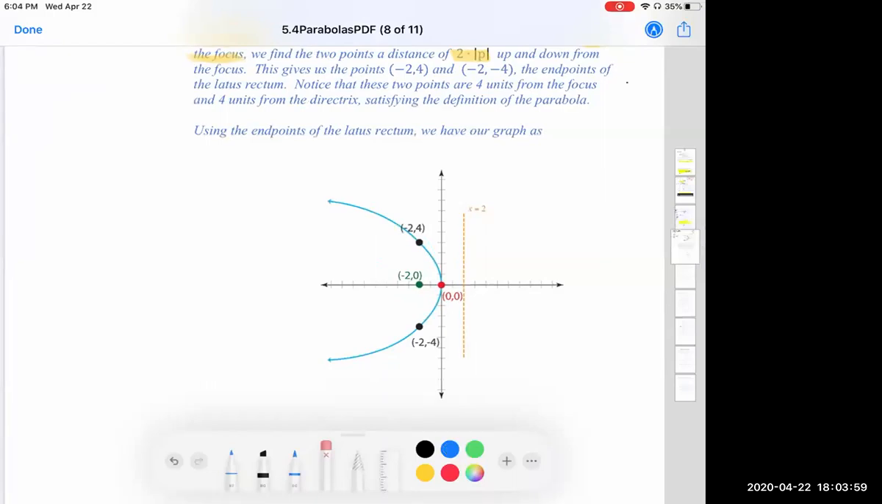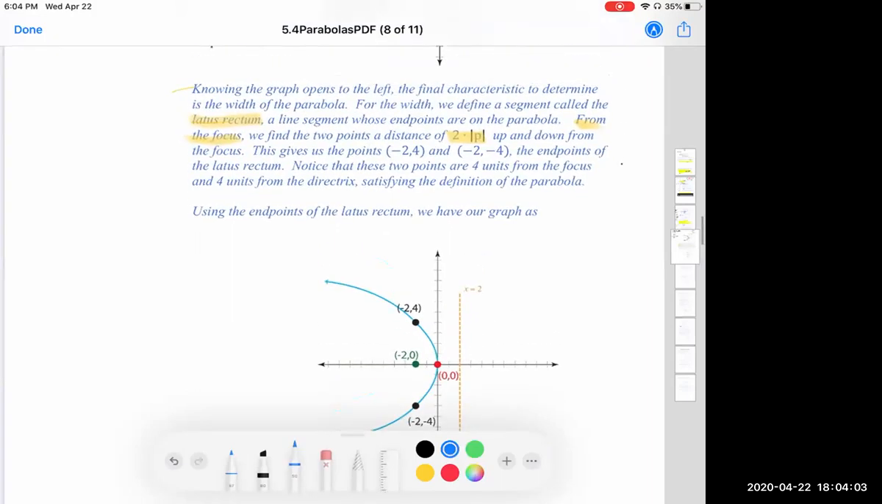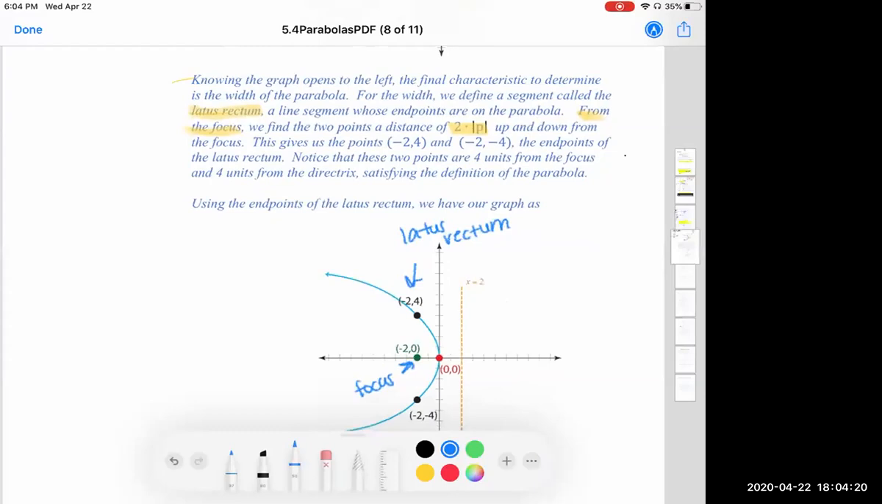Now, a common mistake I see is with your latus rectum. That's always from your focus. I see sometimes students are tempted to count from your vertex. It's not your vertex.